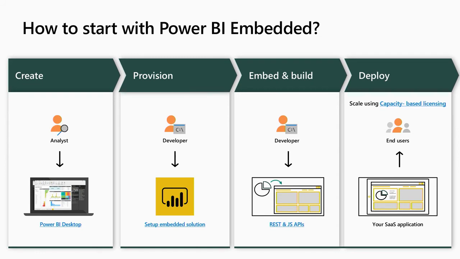So this is how you will create a Power BI embedded solution. First, you need to create some content. You use Power BI Desktop for it, or you can create it on the fly if you already have a dataset. Then you need to set up an embedded solution. After that, you use our REST and JavaScript APIs in order to create your solution, and then you can deploy your app.